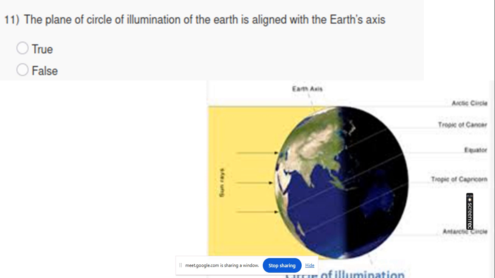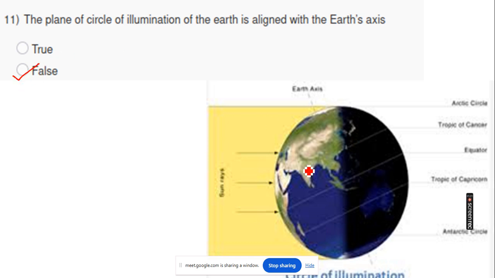So the next question. The plane of circle of illumination of the Earth is aligned with the Earth's axis. As we were discussing, the Earth's axis is a bit tilted, but the elliptical orbit is in a perpendicular plane. So the plane of circle of illumination is not aligned with the axis of the Earth, but is perpendicular to that elliptical plane that we discussed earlier. So it won't be aligned. So it will be false.